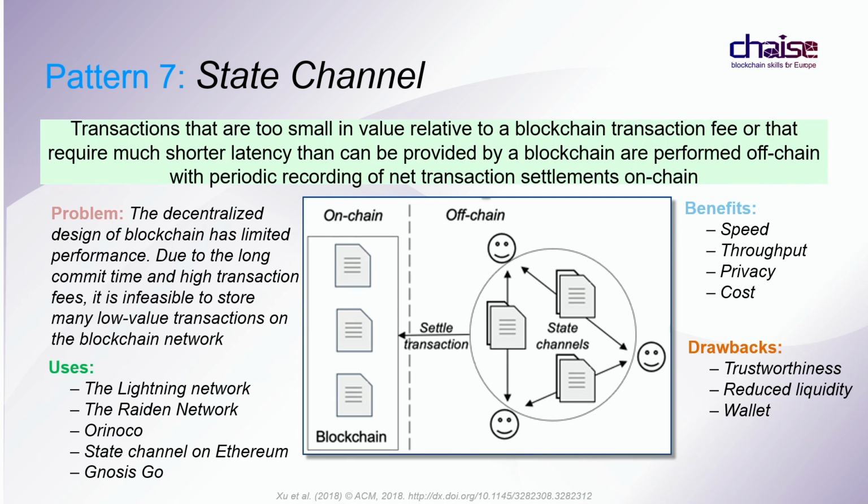Drawbacks. Trustworthiness: individual off-chain transactions might not be as trustworthy as on-chain transactions because the transactions are not stored in the blockchain's immutable data store. Reduced liquidity: to establish a payment channel, money from both sides of the channel needs to be locked up in a smart contract for the lifetime of the payment channel. The liquidity of the channel participants is thereby reduced. Wallet: a new wallet or extension of existing wallets may be needed to support off-chain protocols.